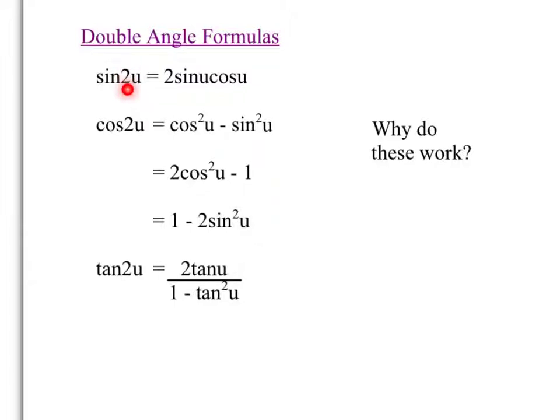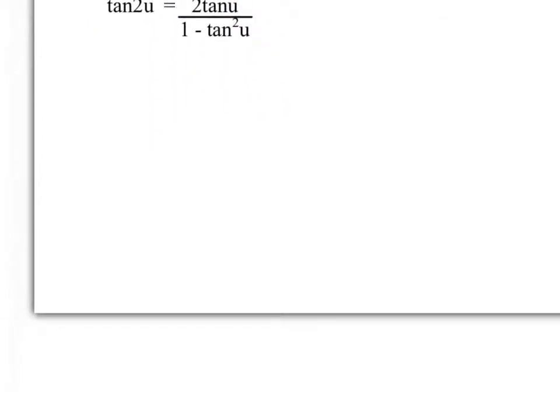So you'll notice here I have a 2 with the u, but when I use the formula, it's just a u. Same thing down here. I have a 2 with the u, but when I use the formula, it's just a u. Cosine has 3 different ones. Sometimes one works better than the other. It's just a matter of getting used to that. And then tangent has this amazing fraction that's annoying to work with. So this is double angle formulas, and we might as well just get started using them.